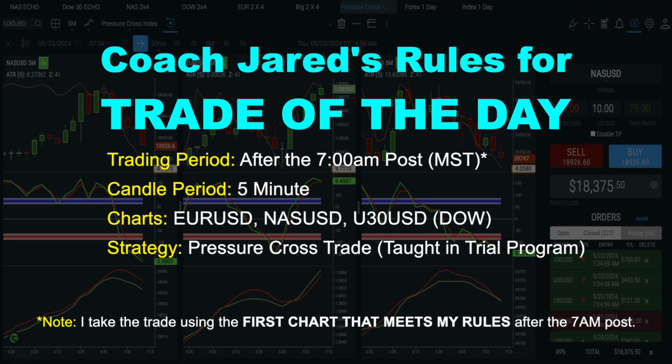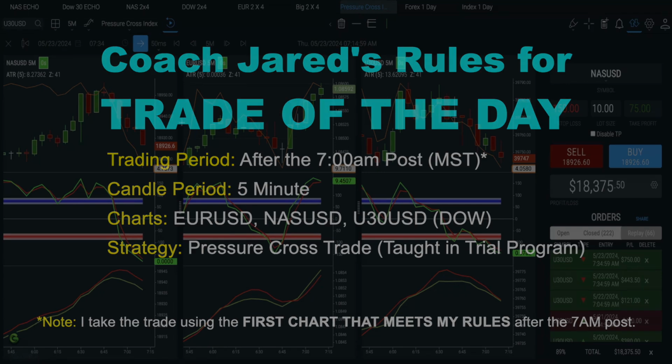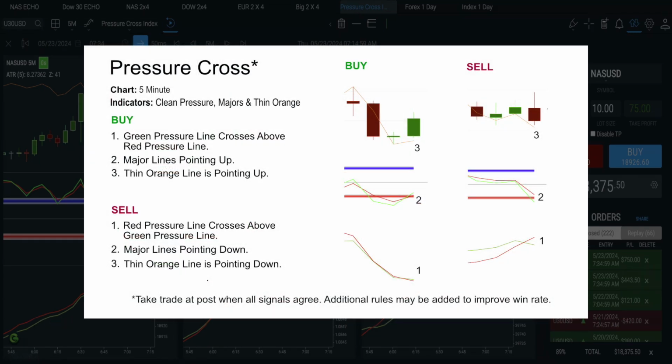I like to call this the pressure cross trade, which you might remember from your initial training in the light program. Remember, there are 3 simple rules, all using our 5-minute chart, and you're watching for just 3 of our indicators to signal a trade opportunity.